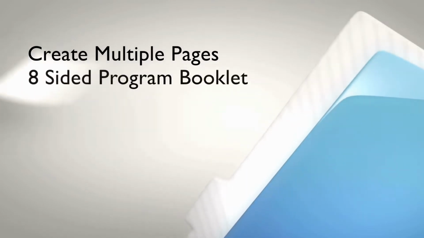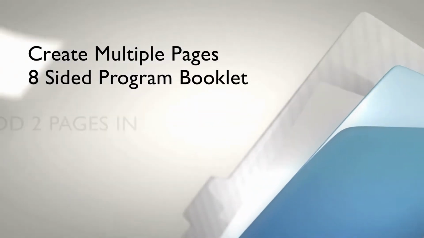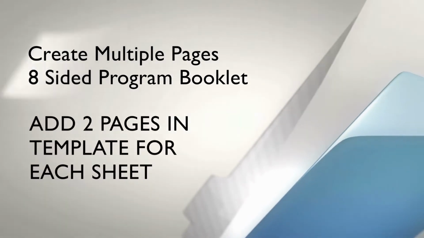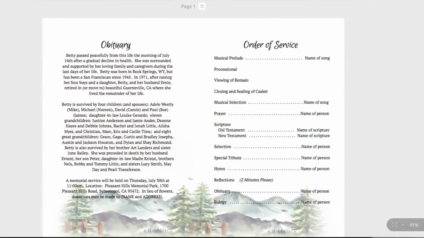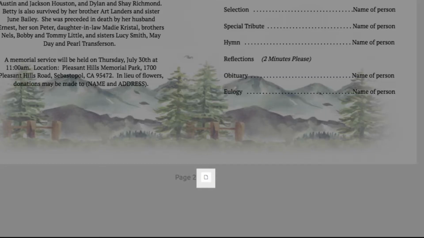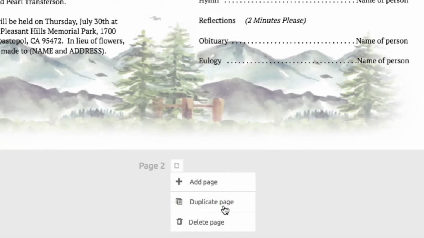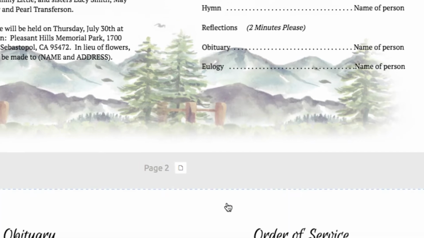If you want to add an additional sheet of paper or make it an 8-sided program, you will need to add 2 pages within the template. To start adding pages, click on the paper icon to the right of the page number at the bottom of the template. Choose Duplicate Page so it copies all the contents and background to a new page.